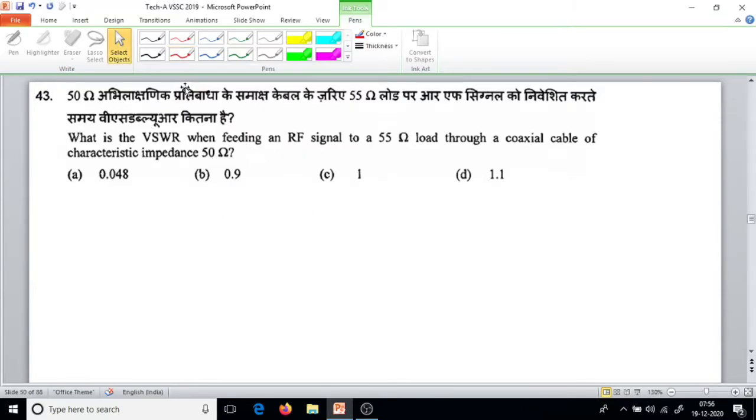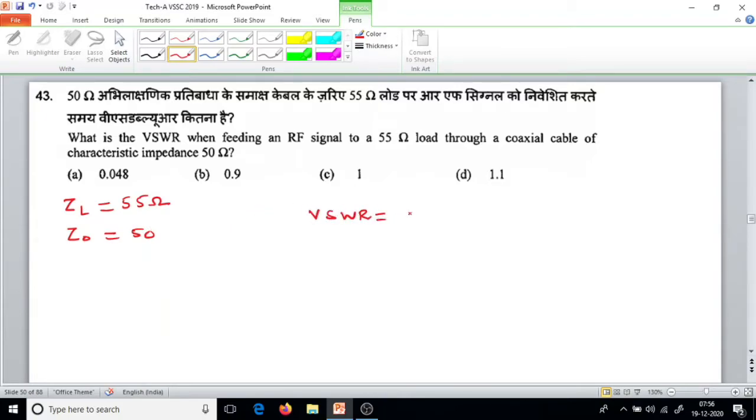Question number 43. What is the VSWR when feeding an RF signal to a 55 ohm load through a coaxial cable of characteristic impedance 50 ohm? So our load ZL is equal to 55 ohm, and the characteristic impedance is equal to 50 ohm. Now VSWR equal to what?